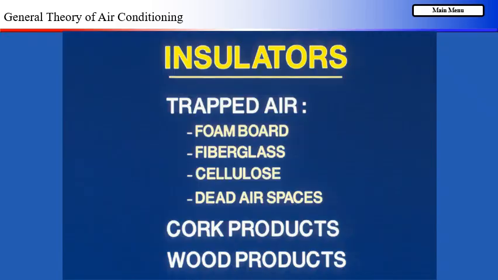Trapped air is one of the very best insulators available. Examples include expanded polystyrene foam board, fiberglass and cellulose insulation, and dead air spaces, such as those found between the panes of a double glass window. Corkboard and wood products, especially softwoods, are also good insulators.